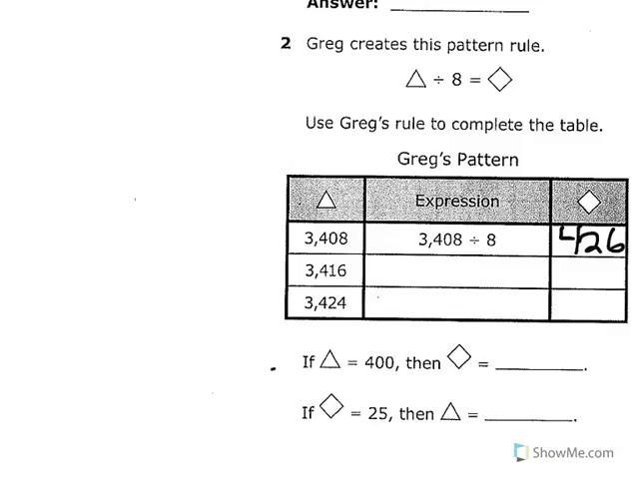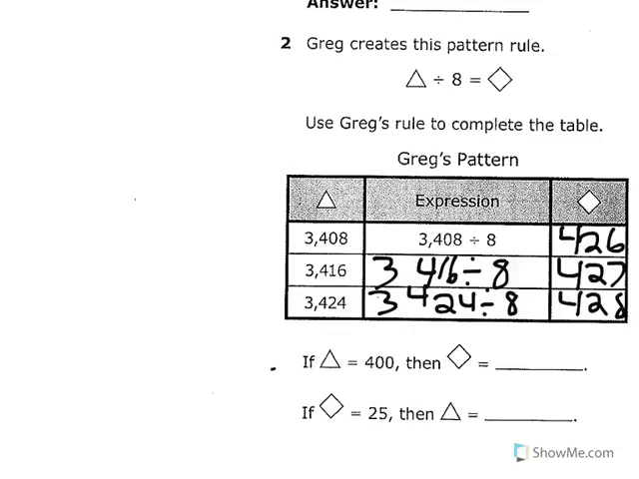Okay. Now on the next one, you can see 3,416. So this would be 3,416 divided by 8. And I can see this is only 8 more than the 3,408, so that would be 427, and 3,424 divided by 8 would be 428.